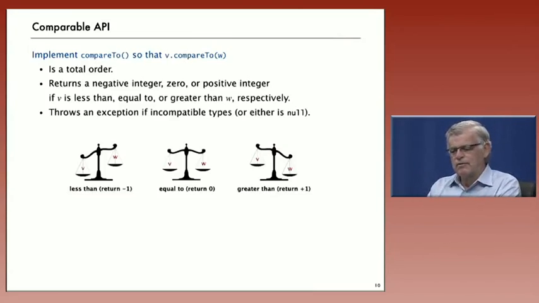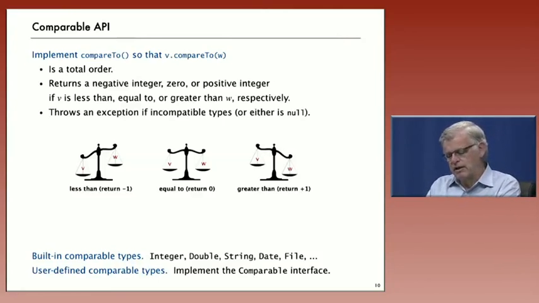All right, so the comparable API, then by convention in Java, we always need to implement compareTo such that v.compareTo(w) is a total order. And also by convention, it returns a negative integer if it's less, 0 if it's equal, positive if this object's greater than the object given as argument. If the types are incompatible, or if either one is null, compareTo should throw an exception. Now, again, many of Java's standard types for numbers and dates and files and so forth implement compareTo by convention.